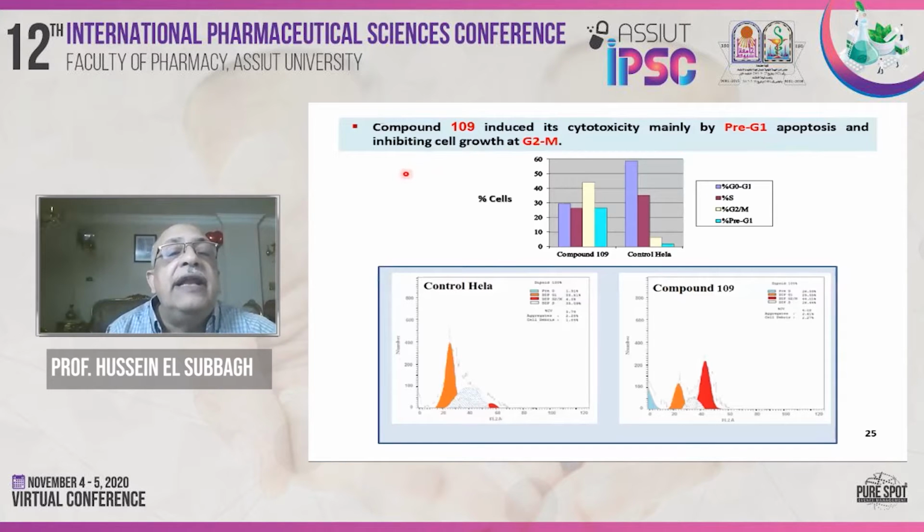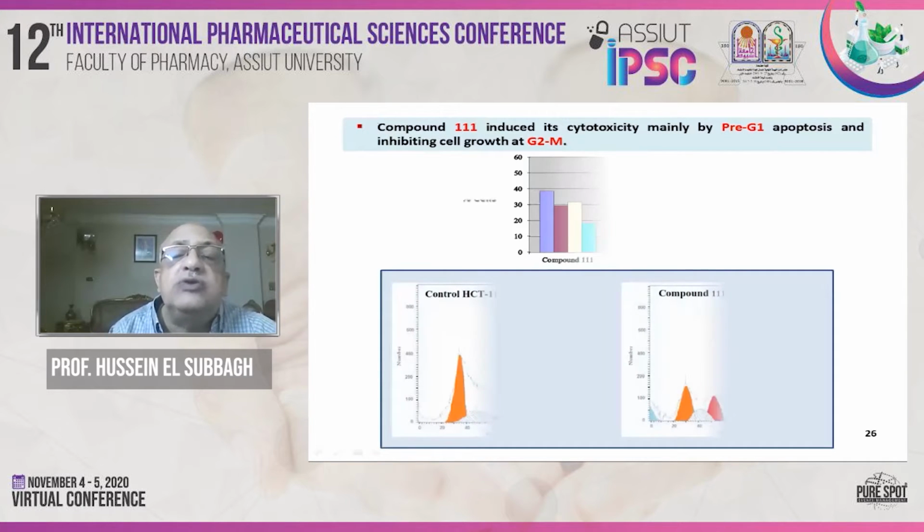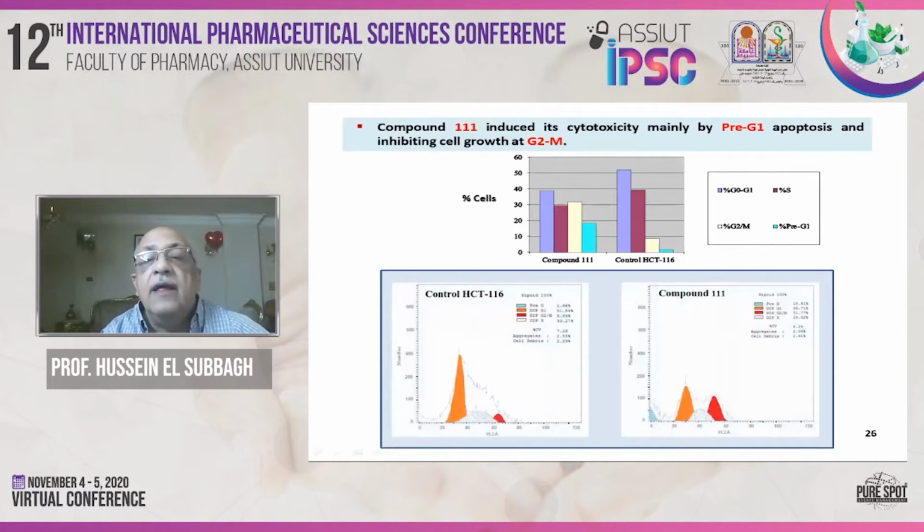and inhibit the cell growth at G2M. As you see, this colored beaks represents it. The same was observed with 111, and it gave the same mode of action, pre-G1 apoptosis and inhibition of cell growth at G2M.